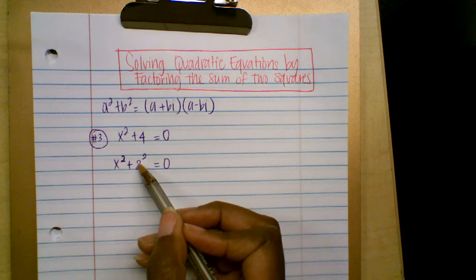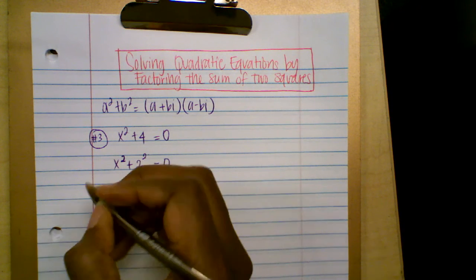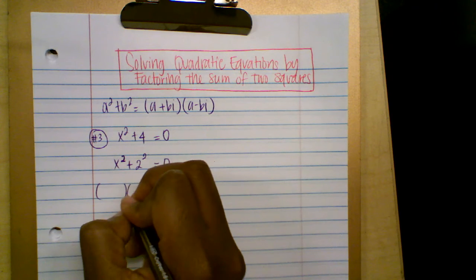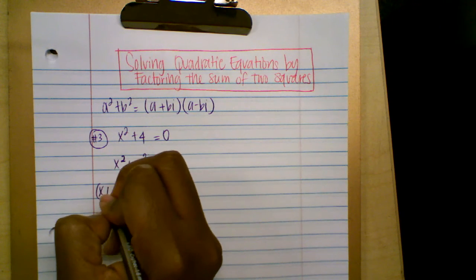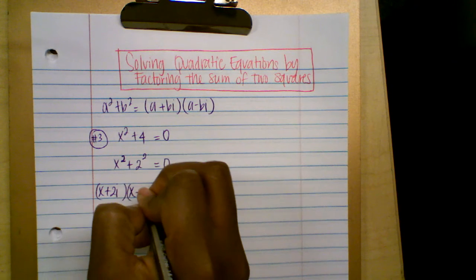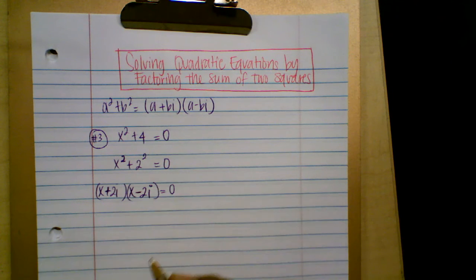Now I'm going to apply this formula. When you have a sum of two squares, you can rewrite it as the product of two complex conjugates, which is going to be x plus 2i and x minus 2i. Make sure one is plus and one is minus.